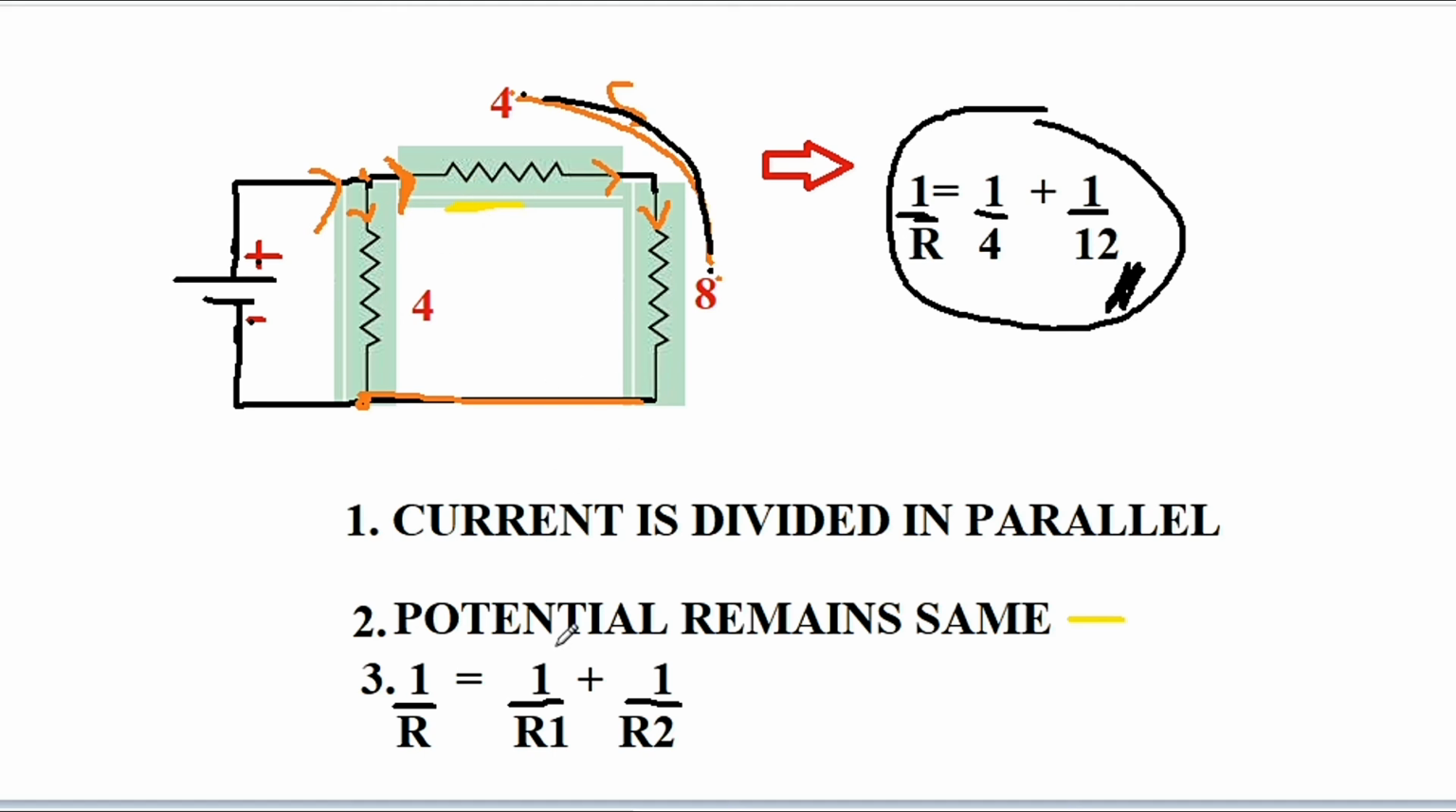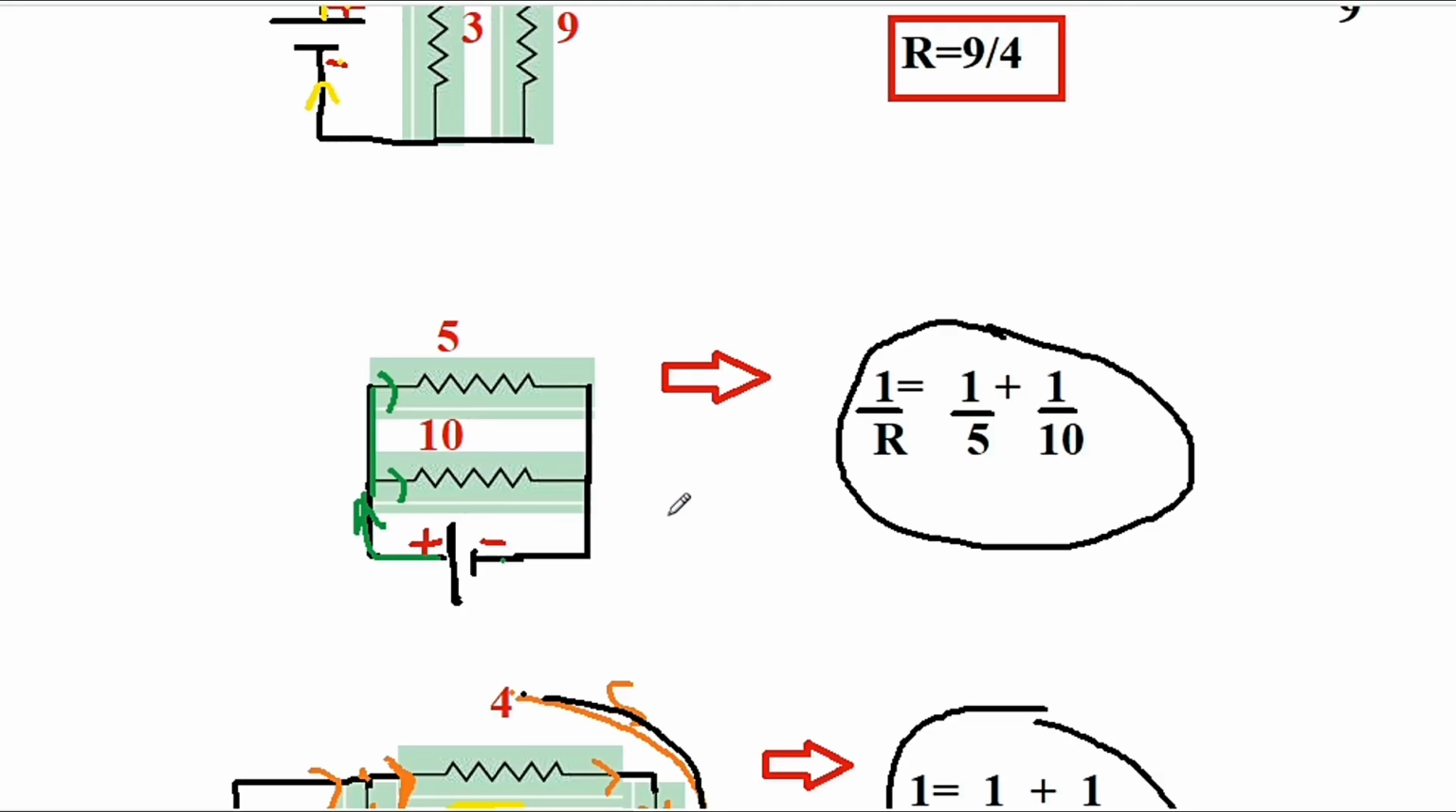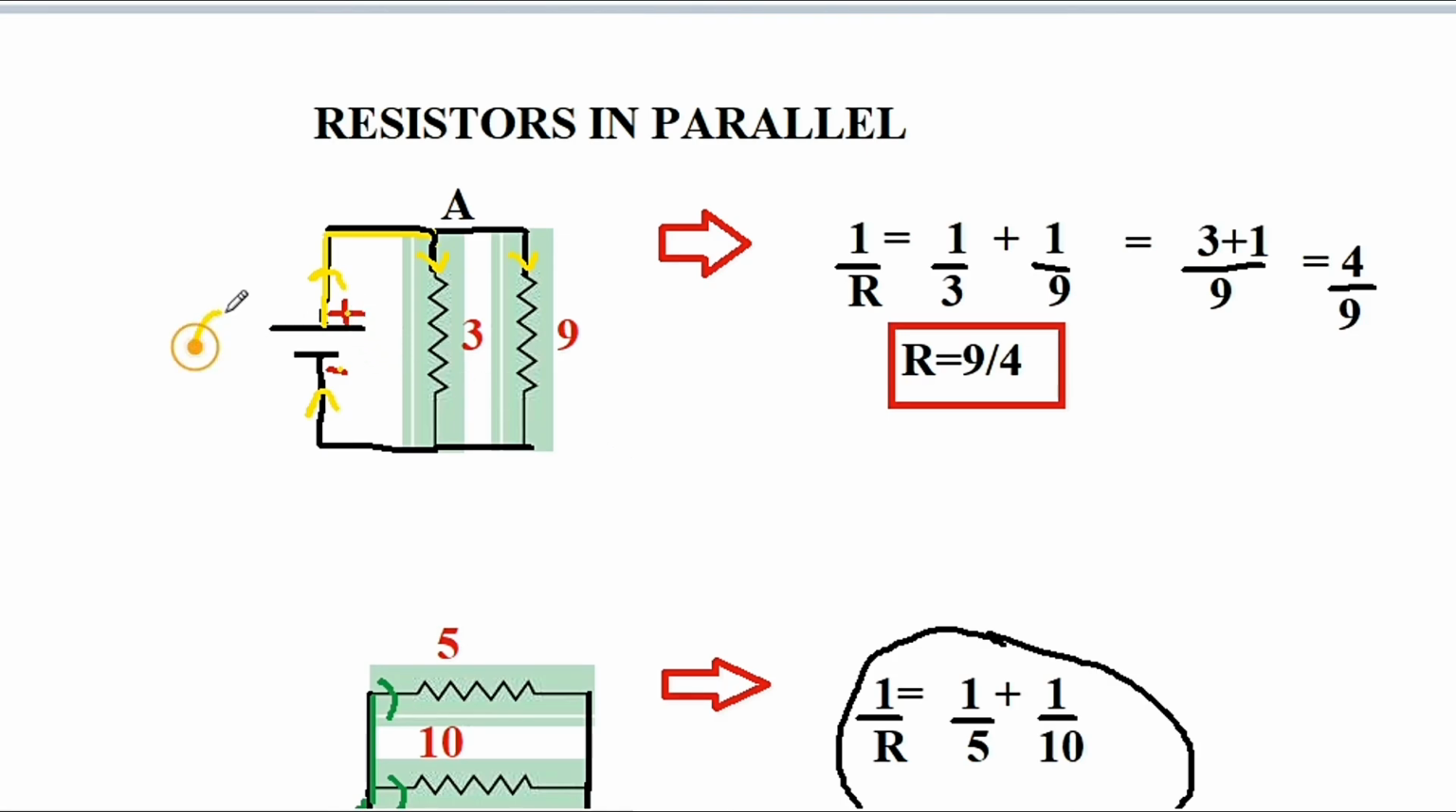So potential remains the same. How can we say? As you can see here, if here is 3 volts, then on this 3 ohms it will be 3 volts, and on the 9 ohm also it is 3 volts, because both are in parallel, and in parallel potential remains the same. Current divides and potential is the same.